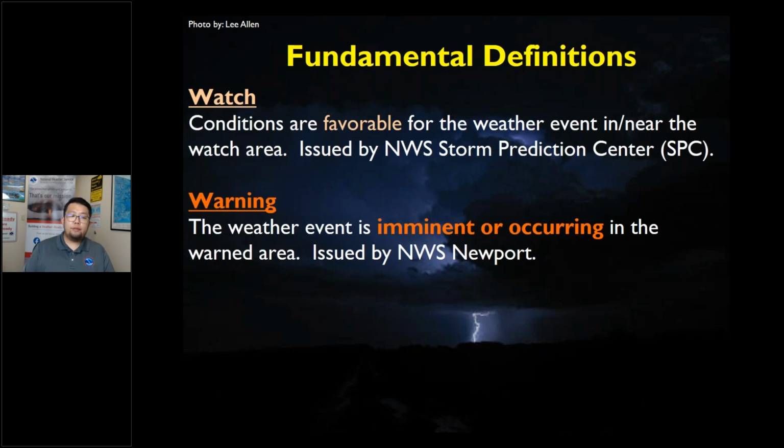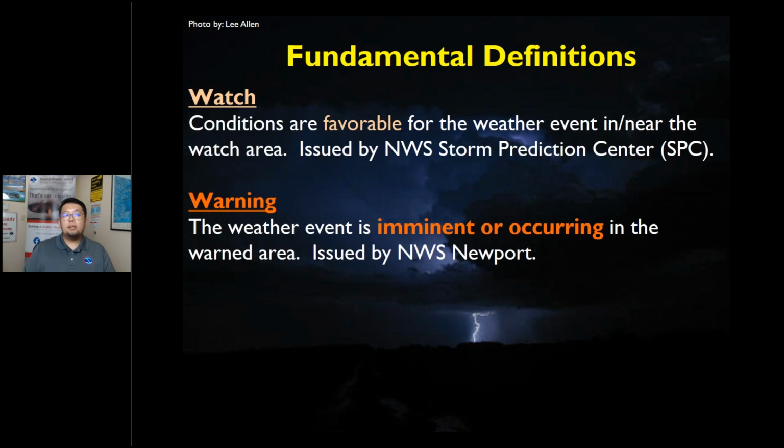Another set of fundamental definitions I want to throw at you, the watches and warnings. A severe thunderstorm watch or a tornado watch means conditions are favorable for the weather event in and near the watch area or wherever we issue it. And that's issued by the National Weather Service's Storm Prediction Center out in Norman, Oklahoma. Again, those are fairly large areas, and that's just saying, hey, conditions are favorable. Things are starting to kind of line up a bit. All the ingredients for severe weather are there. It's just not happening yet, but we think it's going to happen within the next couple hours.